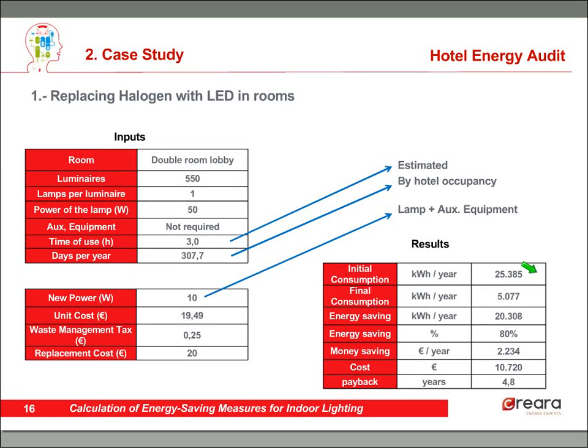So the initial consumption is 25,385 kilowatt hours a year, and the final consumption is 5,077 kilowatt hours a year. So the energy saving again is 80%, 28,000 kilowatt hours, and the money saving is 2,234 euros a year. The cost, we consider the number of lamps and the unitary cost. So we have a cost of 10,720 euros. So the simple payback is 4.8 years.